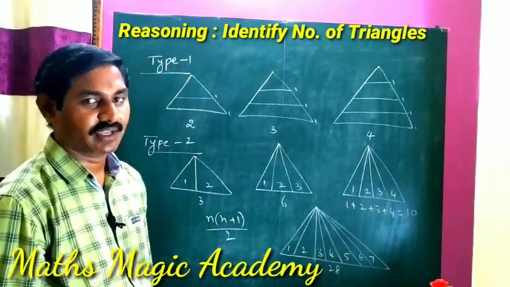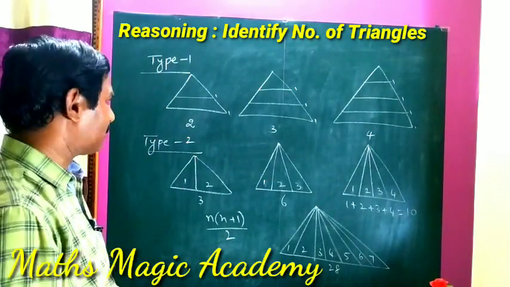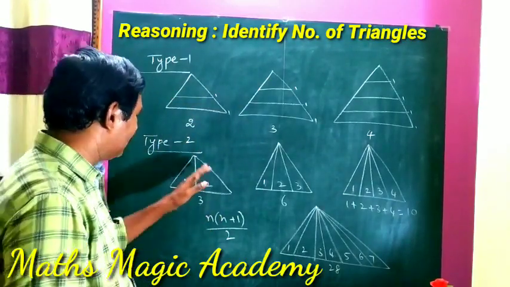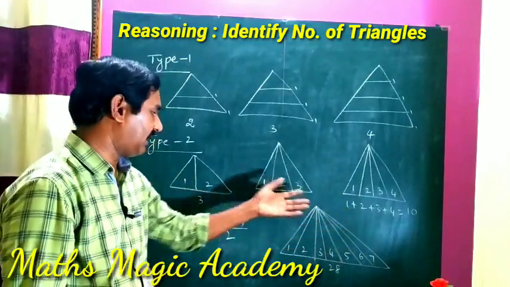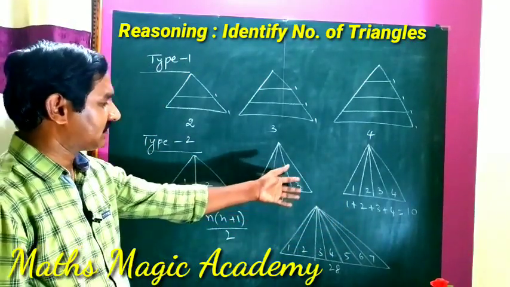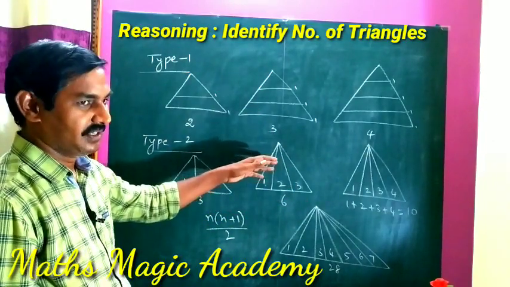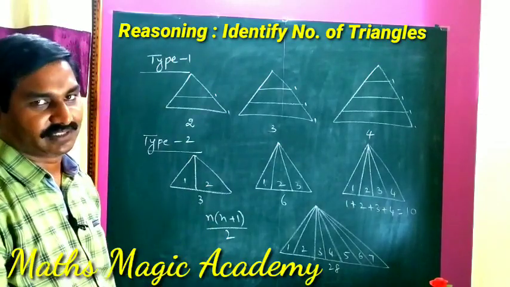Next we will go for the combination of type 1 and type 2. Combination is nothing but what? Here only horizontal lines are there. Here slanting lines are there. Slanting or straight, whatever it may be, some different kinds of lines are there. So the lines are different here and here. Then we will go for type 3, that is a combination of both the triangles.